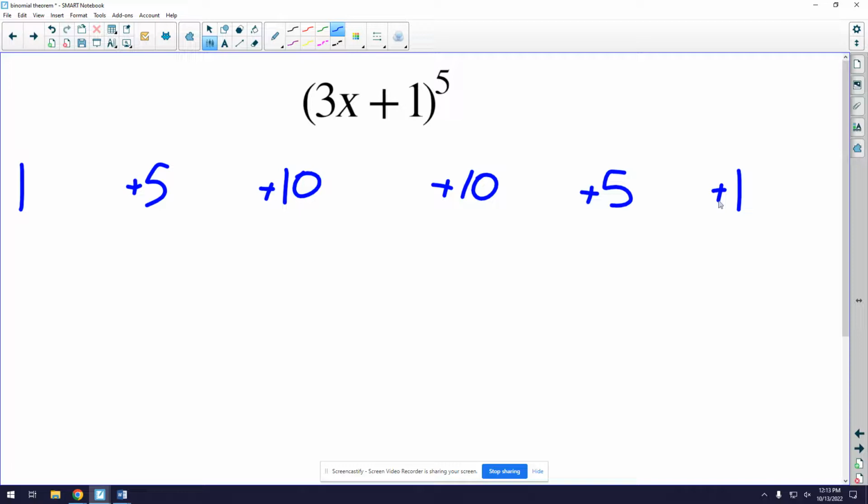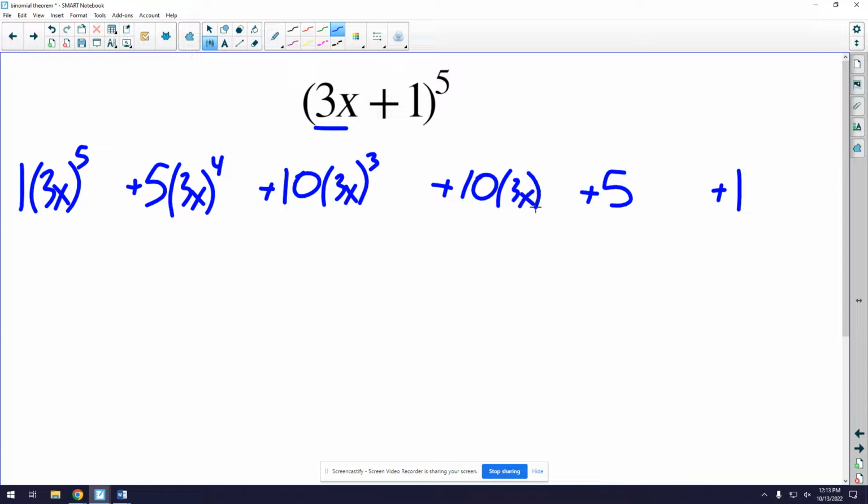All right, this time, my first term is 3x. So I need 3x all to the 5th. And then the next one, I need 3x all to the 4th. And then 3x all to the 3rd. 3x all squared, and then 3x. And nothing on the last one with the 3x. And then my second term is a 1.